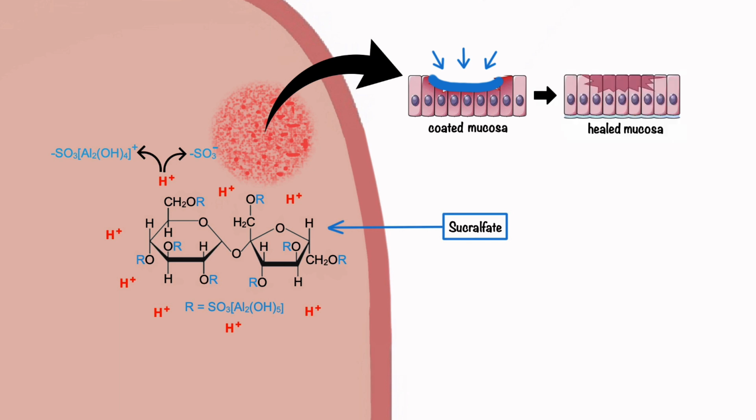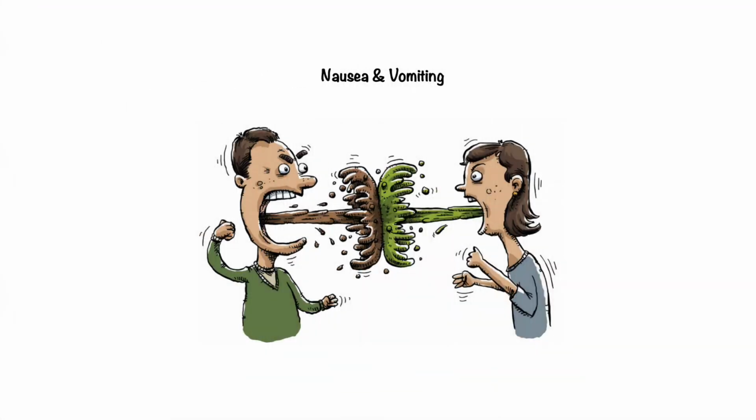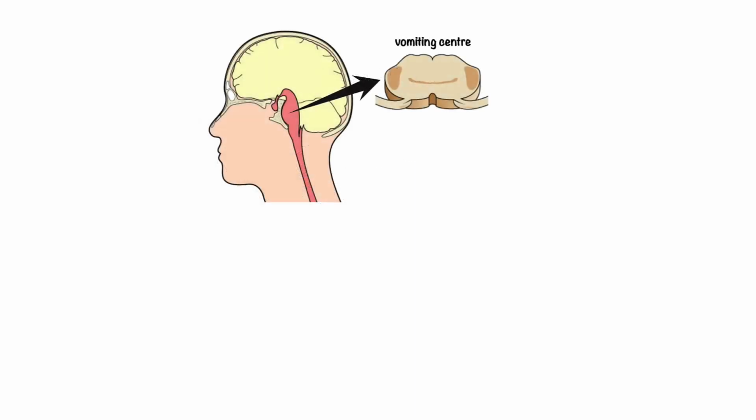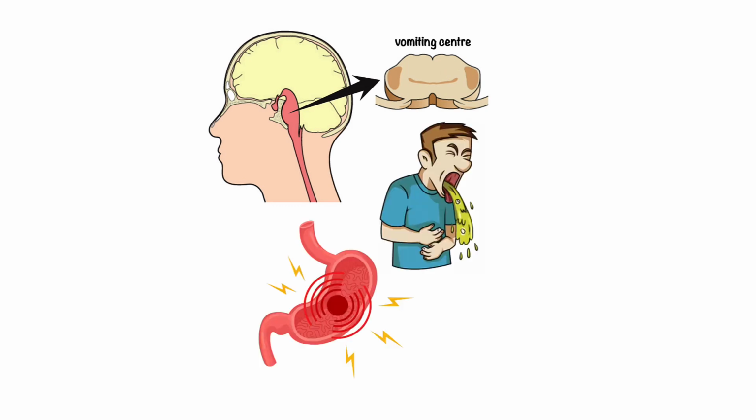Alright, now that we discussed agents used in treatment of peptic ulcers and gastroesophageal reflux disease, let's move on to discuss agents used in another common GI-related malady, that is nausea and vomiting. So nausea and vomiting occurs when an area of the medulla, called the vomiting center, is stimulated by the central and peripheral neural pathways. When stimulated, the vomiting center initiates and controls the act of vomiting, which involves a series of contractions of the smooth muscles lining the digestive tract.